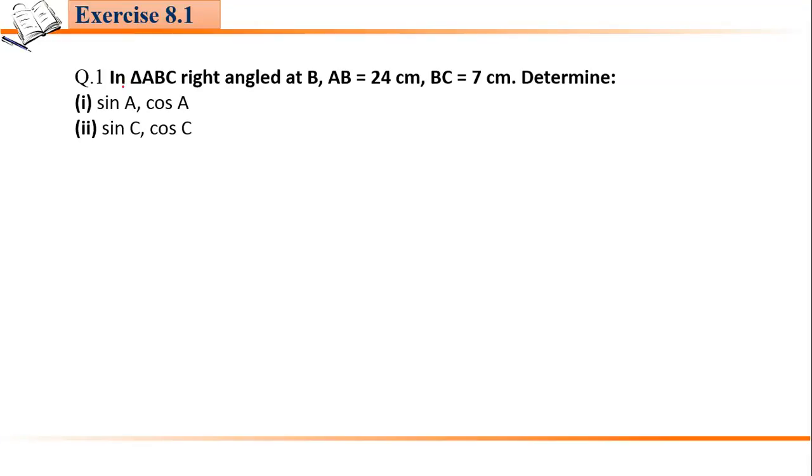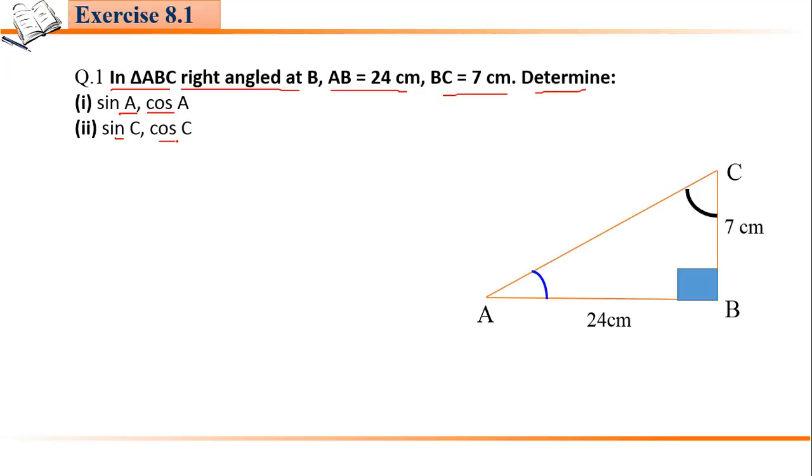So in question number 1, we have triangle ABC, right angled at B, AB is 24 centimeter, BC is 7 centimeter. We have to determine the values of sin A, cos A and sin C and cos C. So let us consider a triangle. Suppose this is the triangle given to us, triangle ABC, right angled at B, so this is the angle 90 degree. We are given AB is 24 centimeter and BC is 7 centimeter.